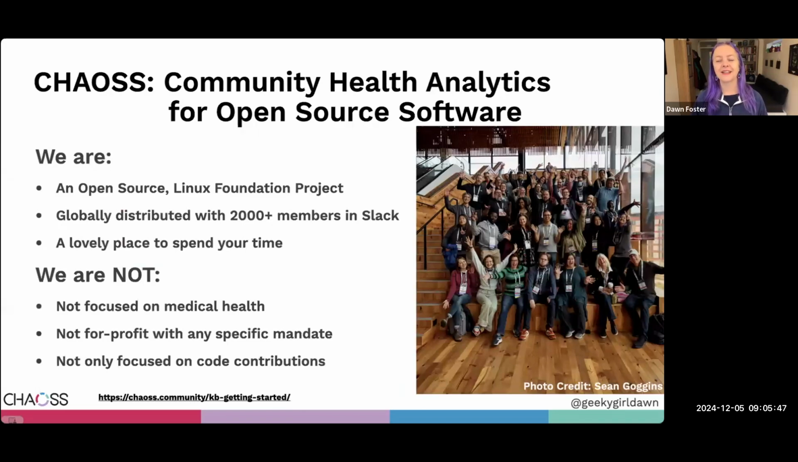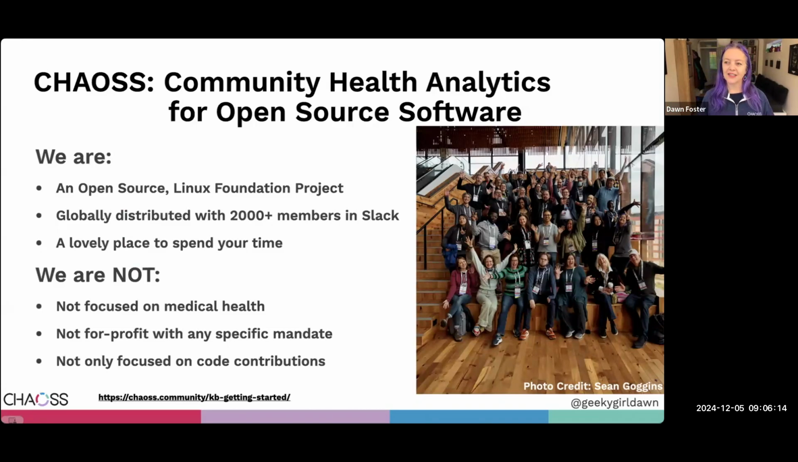But first, the CHAOSS project. So CHAOSS with 2 S's stands for Community Health Analytics for Open Source Software. So we're an open source project. We are a Linux Foundation project. We have people all over the world. I'm maybe just a little bit biased, but I think that we're an absolutely lovely place to spend some time and contribute.